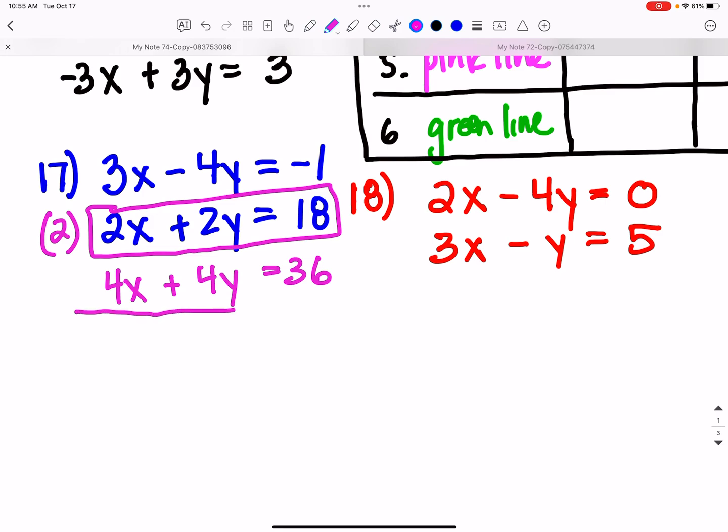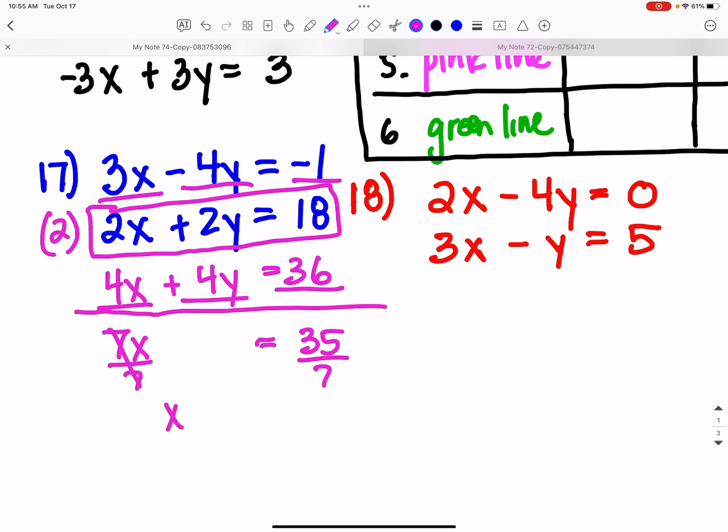All right, now we're going to do the rows. 3x's and 4x's is 7x's. -1 versus 36. The positives win by 35. And -4y's and positive 4y's kill each other off. Okay, top versus bottom, the 7. X equals 5. Okay, now I pick my easiest one.